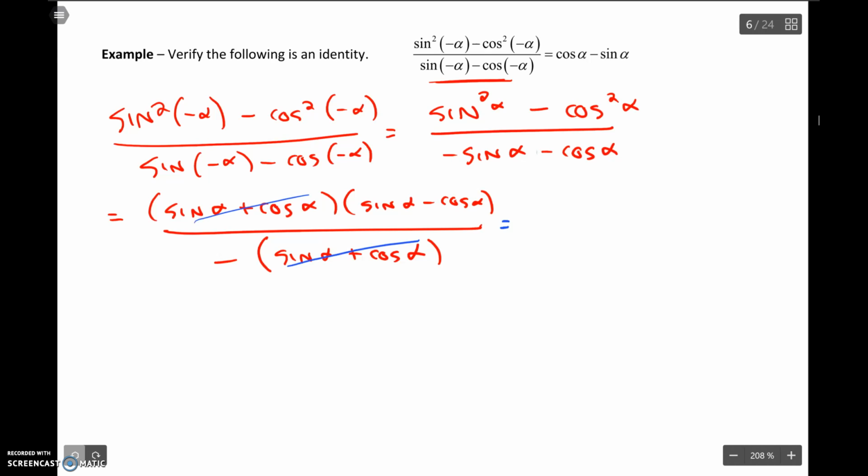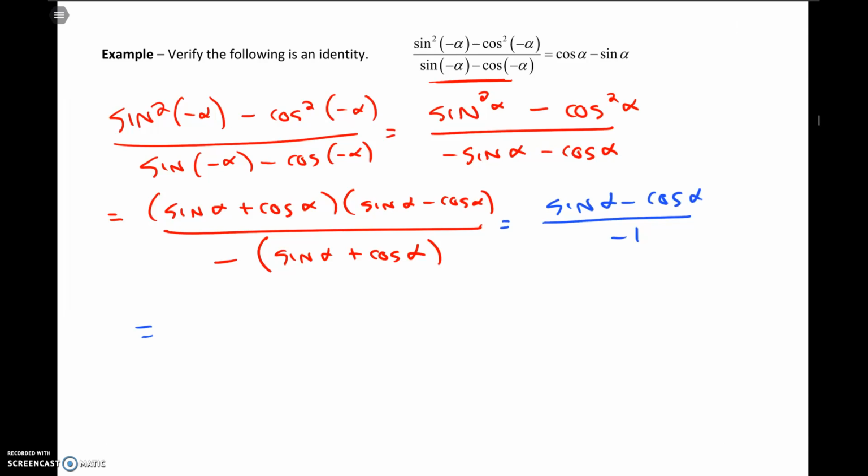Anyway, these are going to cancel. Again, please don't cancel them out in your proof. You don't actually write it out. So you get the sine of alpha minus the cosine of alpha all over negative 1. Basically, multiply by negative 1, put that negative up top, and that gives you cosine alpha minus sine alpha.